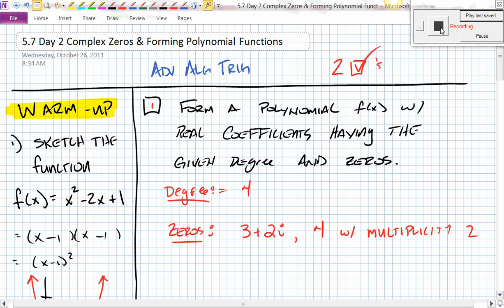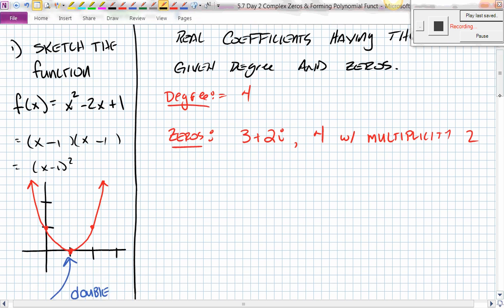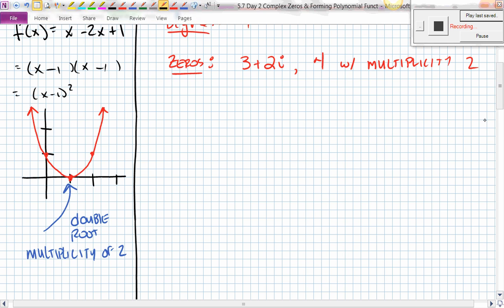Okay, this is 5.7, day 2, complex zeros and forming polynomial functions for advanced algebra trig. There was a warm-up problem. The warm-up problem I asked everybody to do was to sketch the function f of x equals x squared minus 2x plus 1. So I factored this quadratic to x minus 1 times x minus 1, which gives me x minus 1 all squared. And then I asked everybody to graph it.